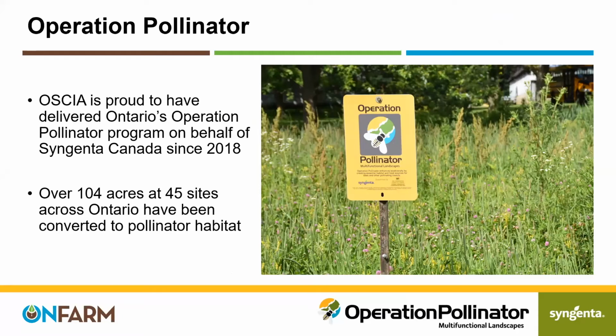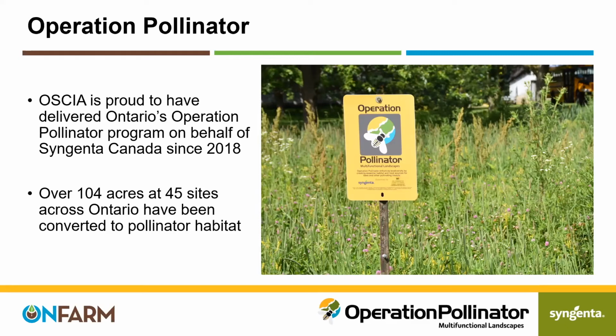Since 2018, OSCIA has delivered Operation Pollinator on behalf of Syngenta, and between 2018 and 2021, over 104 acres at 45 sites across the province were converted to pollinator habitat. 31 of these acres were seeded with an entirely Ontario native mix, and 2 of those sites were even hosted by current on-farm cooperators. So there's lots of already historical synergy between the 2 initiatives.